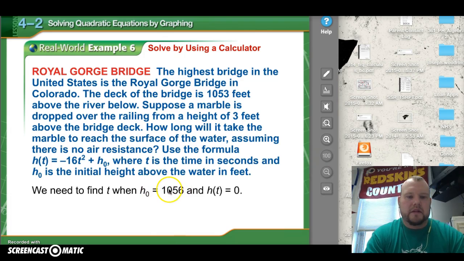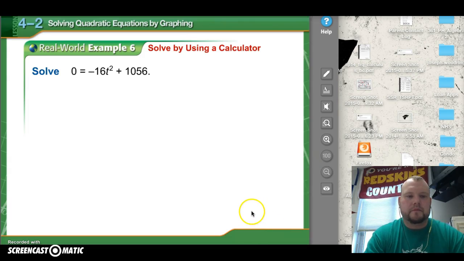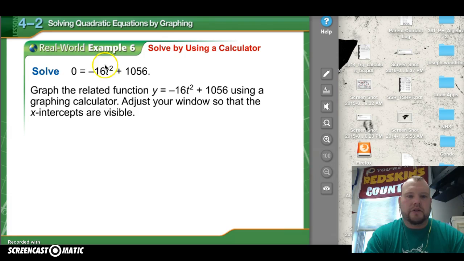There's the 1056. We need to find, oh yeah, h of t is 0. That's going to be when, how long it takes the marble to hit the surface of the water. The height of the surface of the water is 0 because this is 1056 feet above the water. The height of the water is 0. So we need to solve this equation.